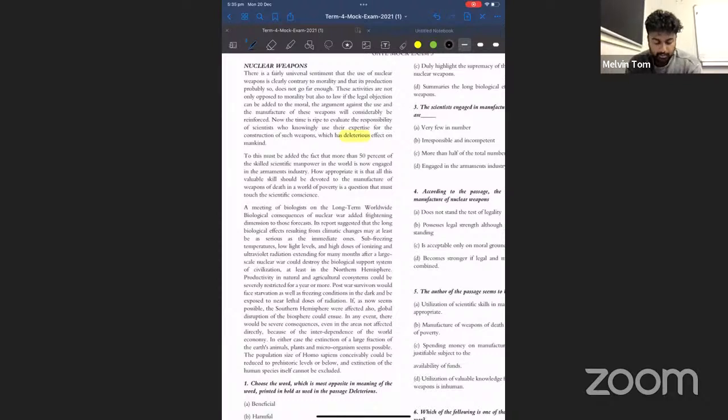These activities are not only opposed to morality, but also to law. If the legal objection can be added to the moral, the argument against the use and the manufacture of these weapons will be considerably reinforced. Now, the time is ripe to evaluate the responsibility of scientists who knowingly use their expertise for the construction of such weapons, which have a deleterious effect on mankind. What does deleterious mean?